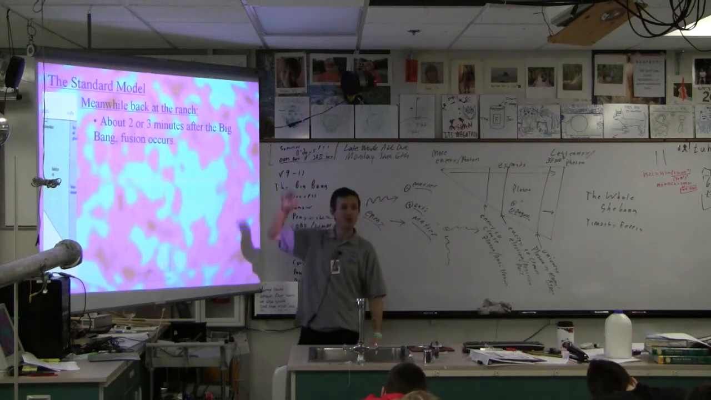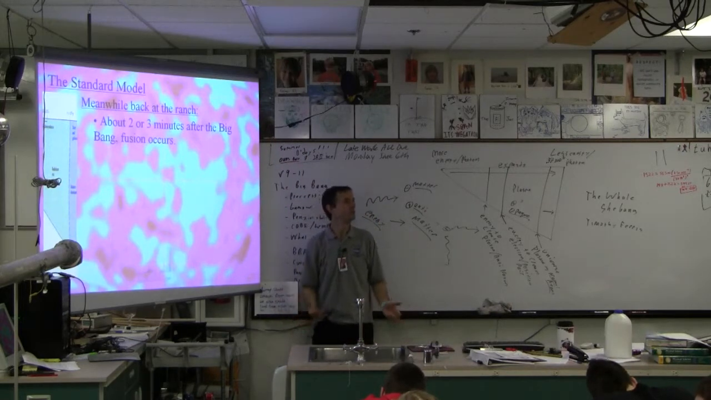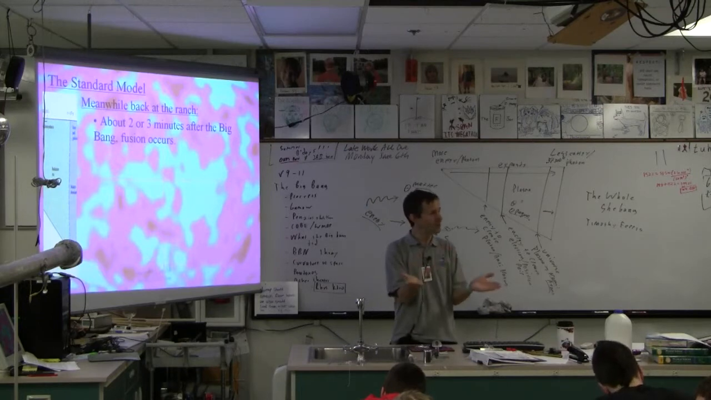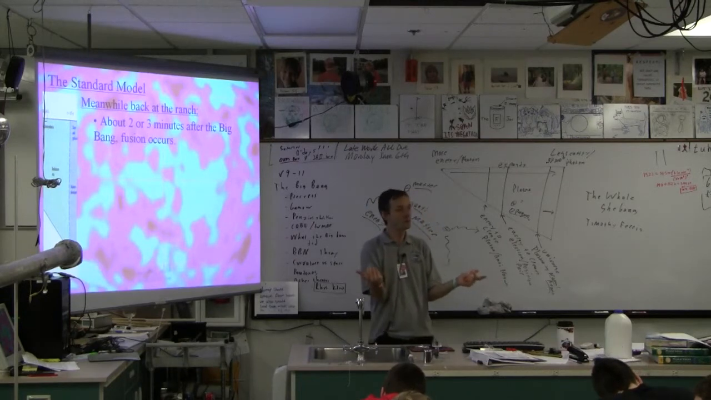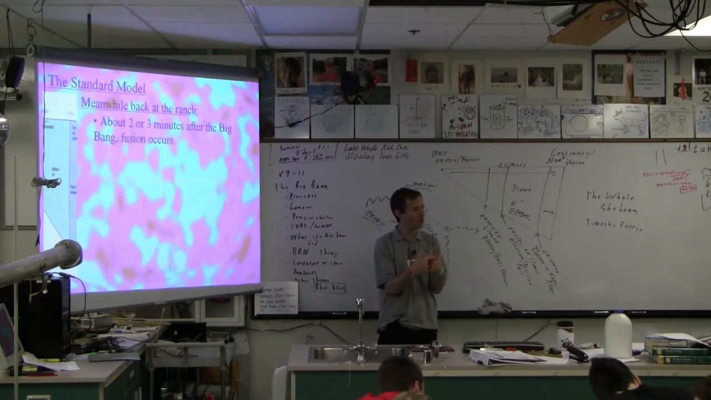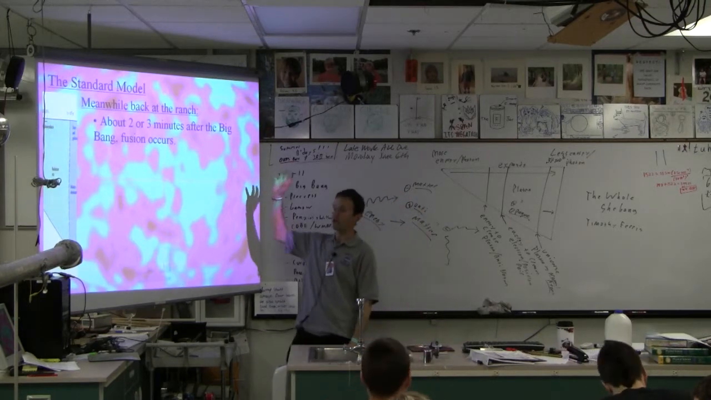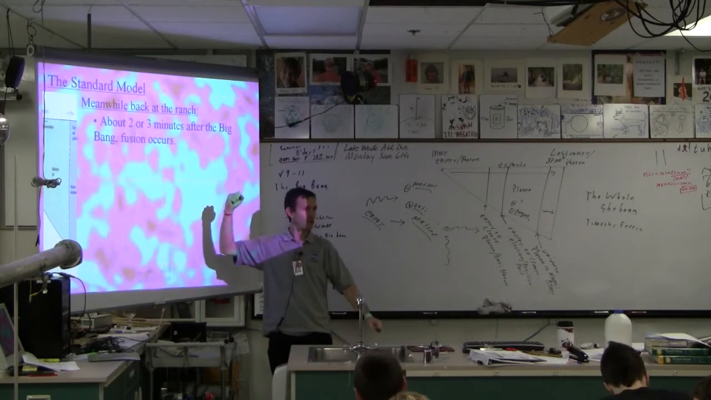We start to get fusion happening. Now, what is fusion? There are two nuclear reactions that produce power. Fission is what we do, and we've controlled that. Fission is where we split things apart, and fusion is what we would like to do. Fusion releases way more energy, and it's combining things. So two or three minutes after the Big Bang, fusion starts to happen.